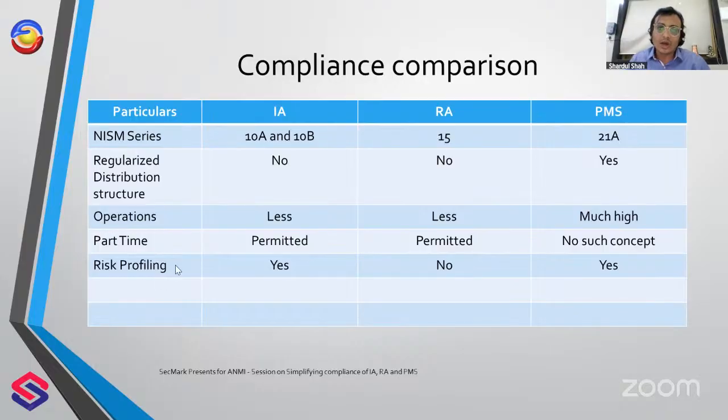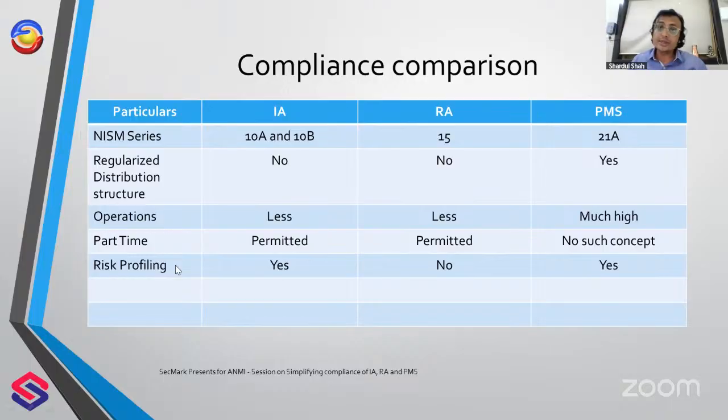Operations. Now, IA and RA have a limited quantum of operations. However, the PMS license has a greater number and more complex nature of operations like KYC, fund accounting, security management, allocation, pooling, reporting to the regulator, reporting to the customer, and many more.